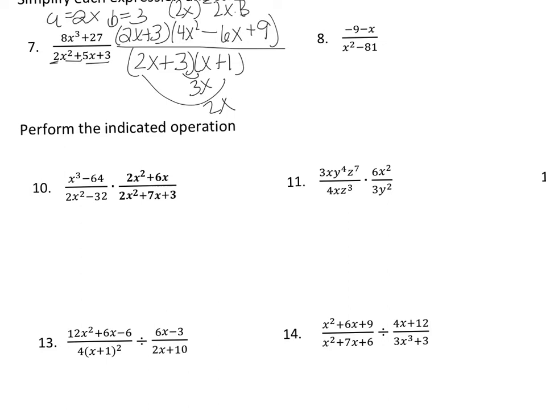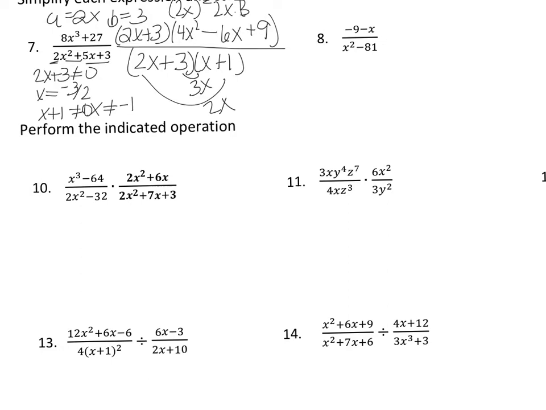So now that I have it factored, I can look and see what values would make the denominator 0. I'm going to do this before I simplify. So I take 2x plus 3 and set it equal to 0. The 2x plus 3 cannot equal 0, so x cannot equal negative 3 halves. And then x plus 1 cannot equal 0, so x cannot equal negative 1.